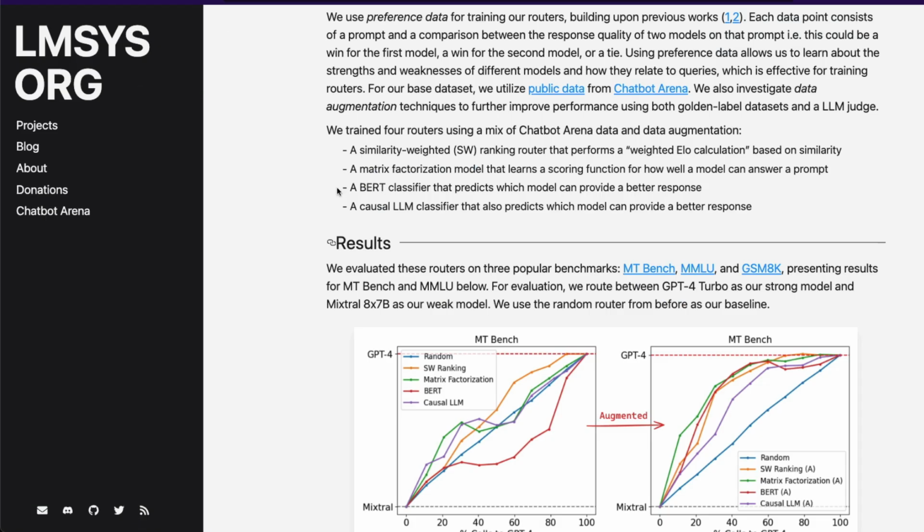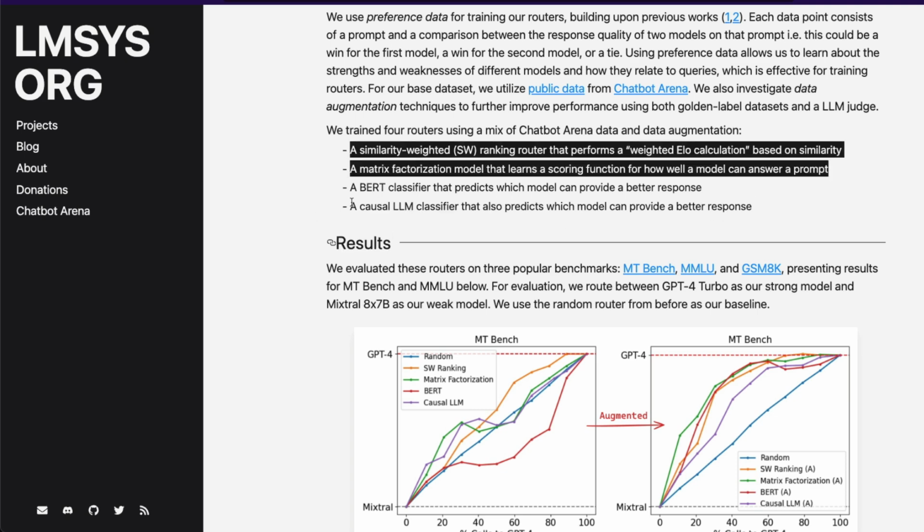The third one is another approach, a deep learning based approach, a BERT classifier that predicts which model can provide a better response. You can use a BERT classifier as they've done here, but if you want the simplest approach, build an XGBoost model that can probably tell you which model it should go with. The final one is a causal LLM classifier that also predicts which model can provide a better response.